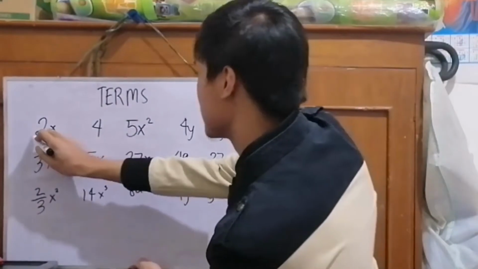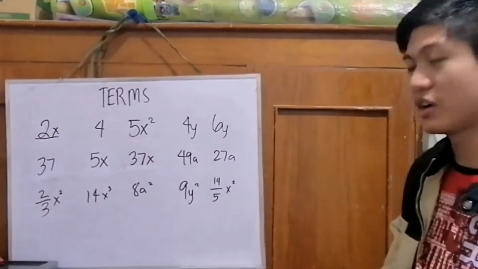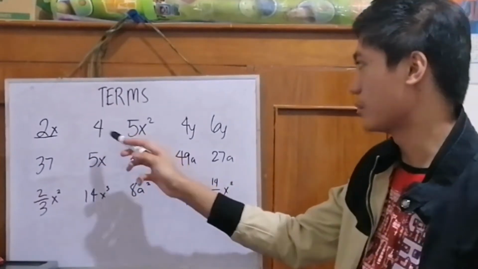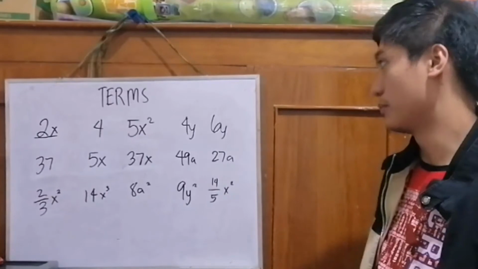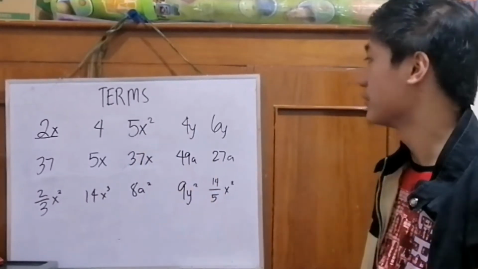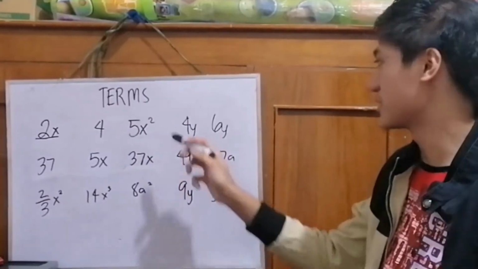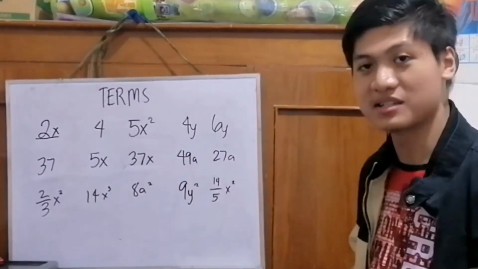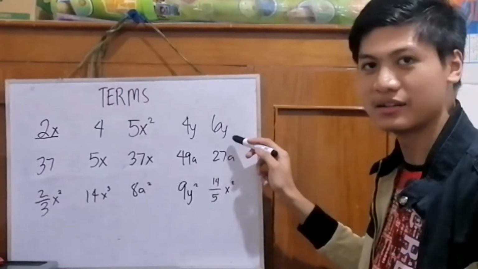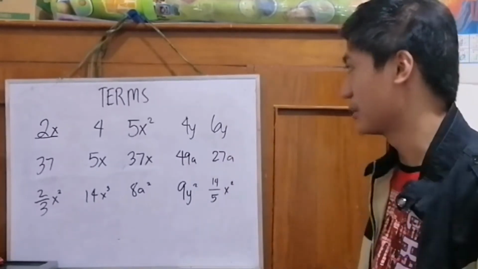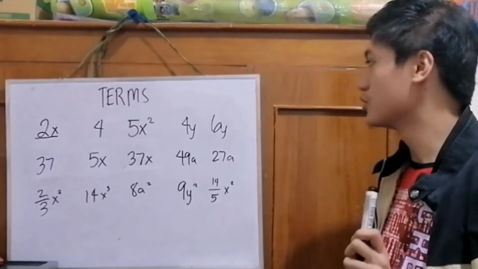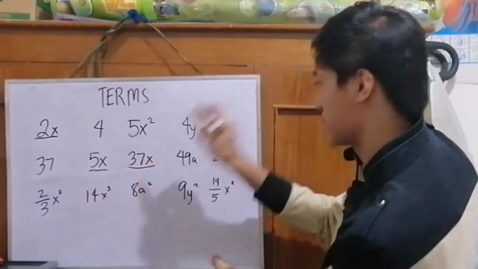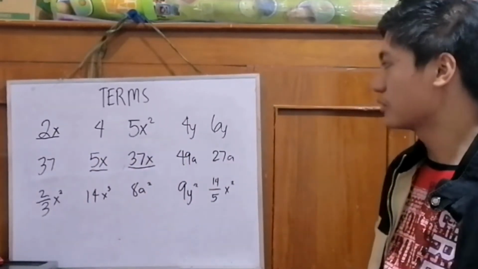Now we start with 2x. Now help me find the terms that are similar to this term. Now is 4 similar to 2x? No, because it doesn't have a variable. How about 5x squared? Not also, because it is being raised to 2. And even 4y and 6y, since their variable is y and not x. But in the second row, I can find two terms that are similar to 2x, and that is 5x and 7x.